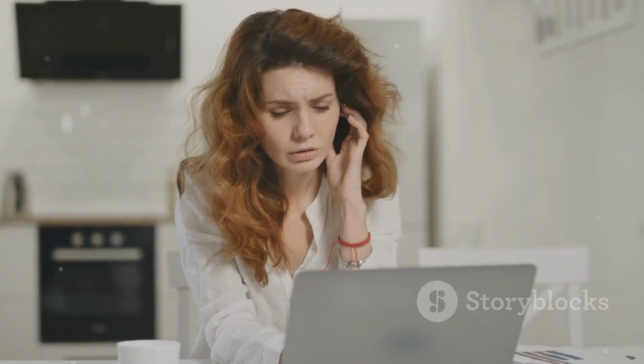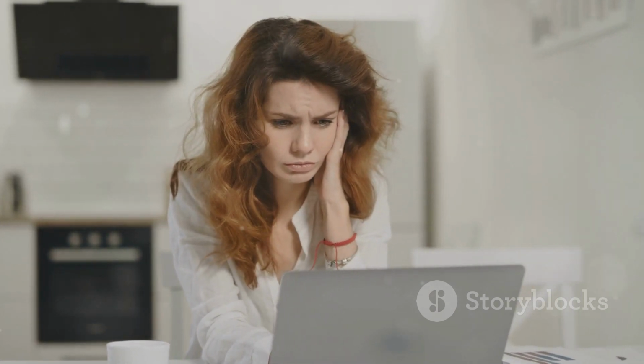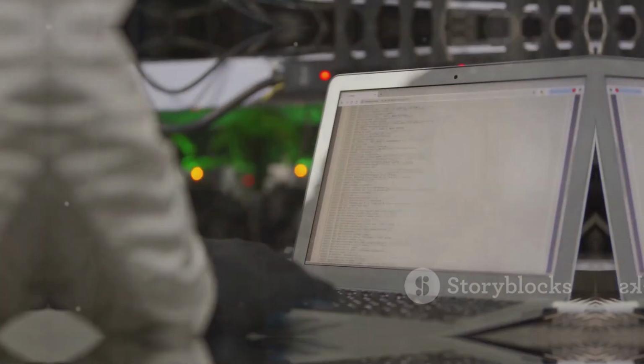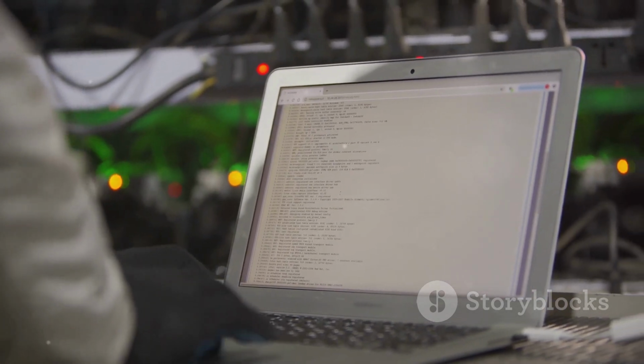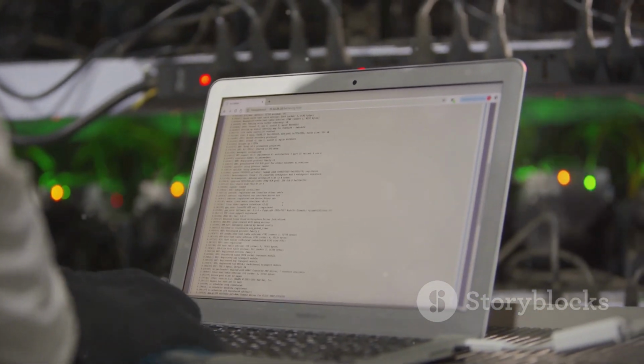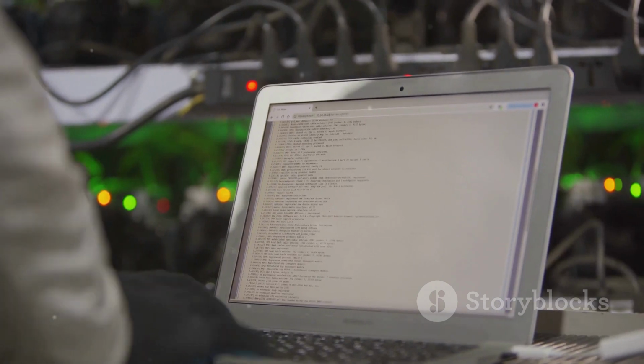Question 54. A user complains about frequent disconnections from the Wi-Fi network. How do you troubleshoot this? Answer. Check signal strength, verify network settings, update drivers, and test with different devices or access points.